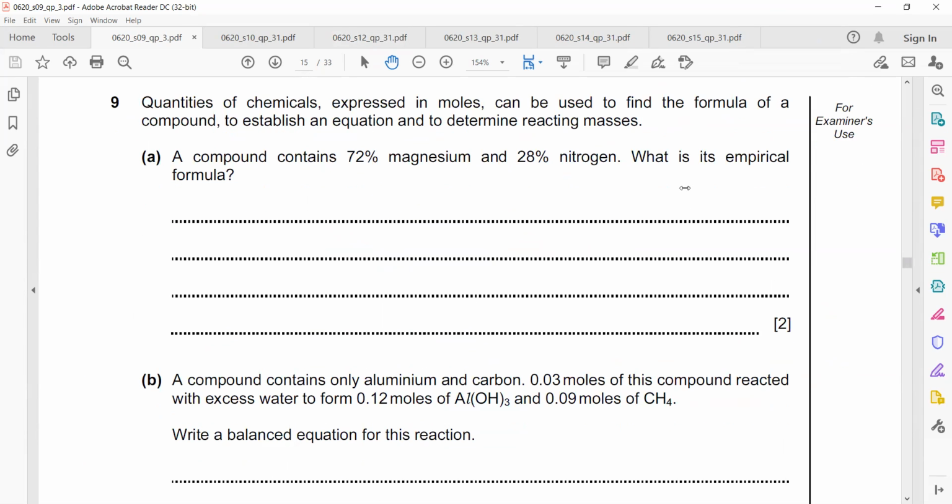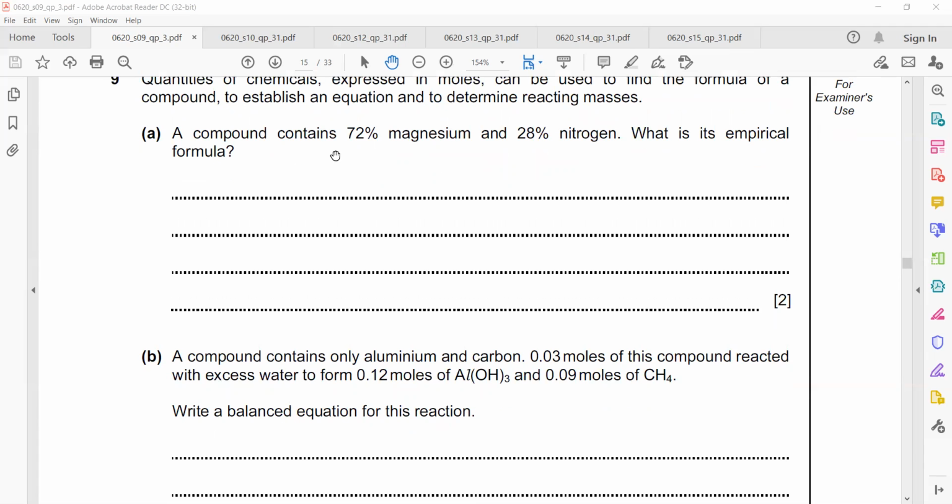Okay, moving on to the next question. The quantities of chemicals expressed in moles can be used to find the formula of a compound, establish equations and determine masses. A compound contains 72% magnesium and 28% nitrogen. What is the empirical formula?